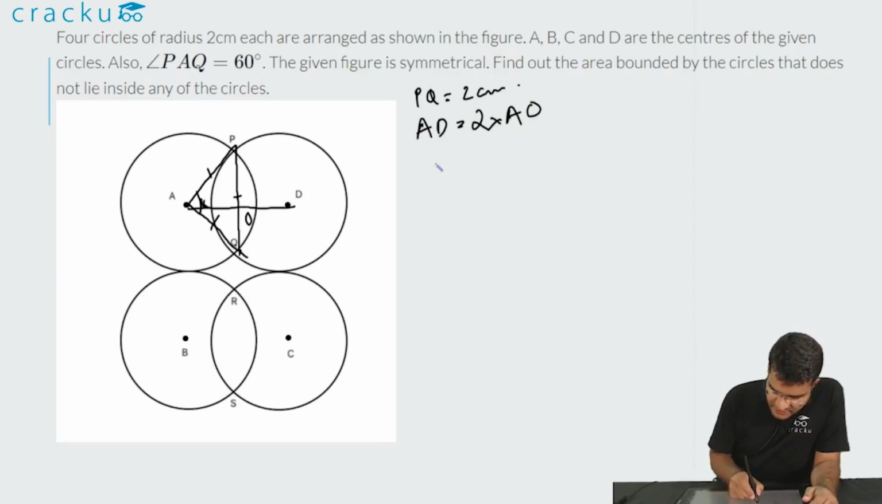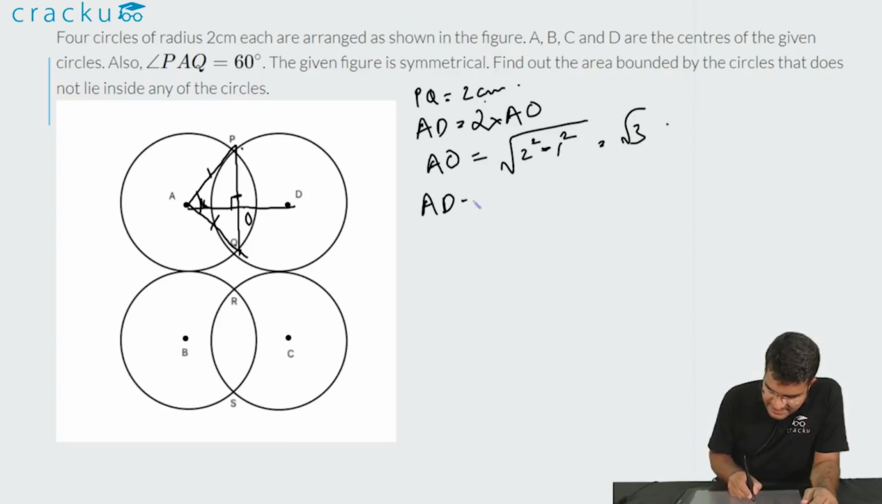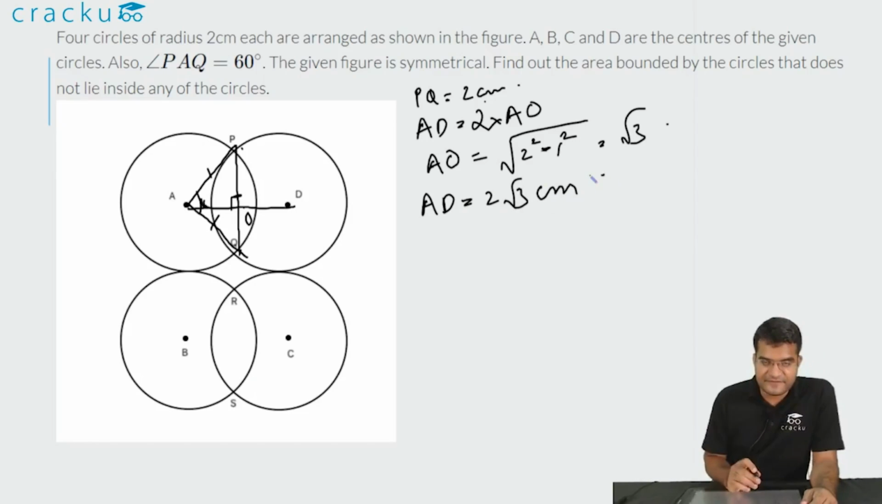and we know the value of AO will be equal to, because this is a right angle triangle, the square root of the hypotenuse AP, which is 2, squared, minus OP squared. We know that PQ is 2, so OP will be half of it, which is 1. So this is equal to root 3. Therefore, AD is equal to 2 root 3 centimeters. This is the first step where we find out the length of the side AD.